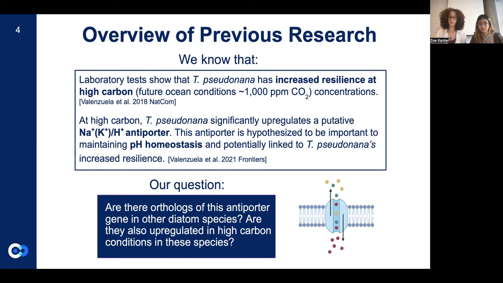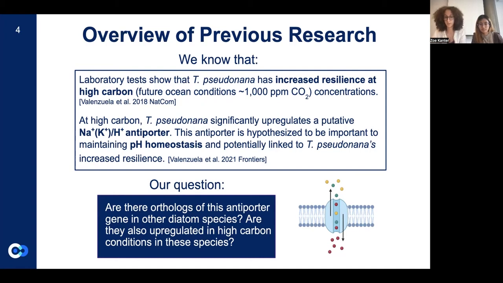Are there orthologs of this antiporter gene in other diatom species? And are these orthologs also upregulated in high carbon conditions in these species? The reason we're interested in this is that it's great to understand how one species will react to high carbon, but it's really important to look at this issue from a systems perspective, not just one species but the entire ecosystem. Because if THAPS becomes more resilient, but other species do not, then that could really change the makeup of the oceanic ecosystem.